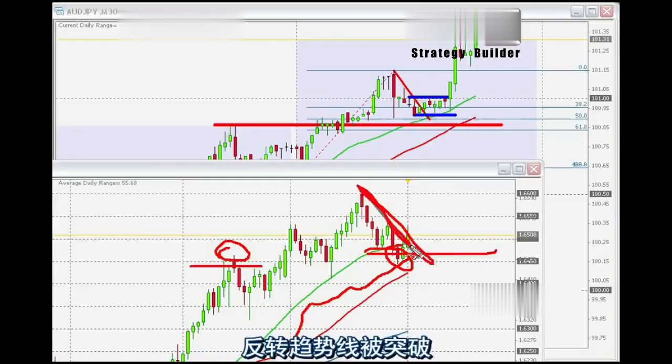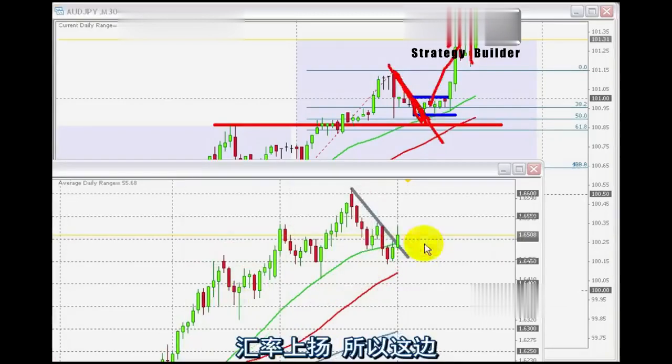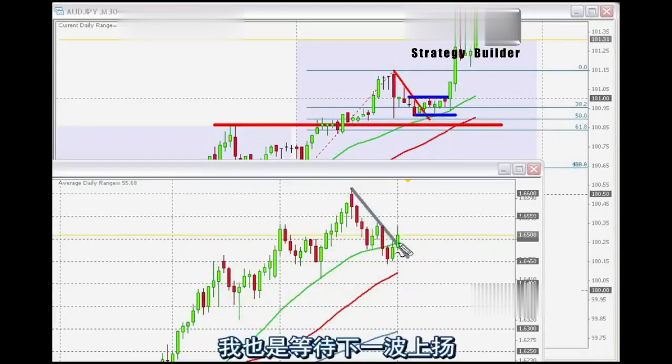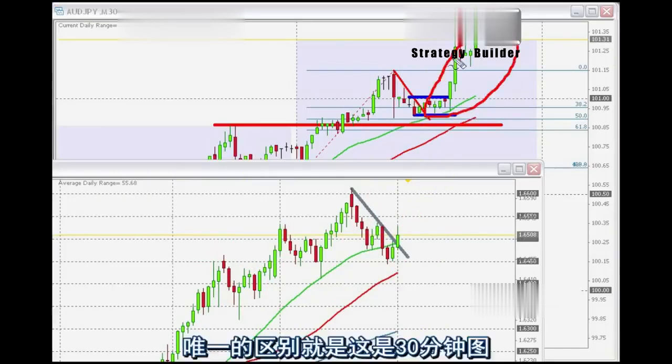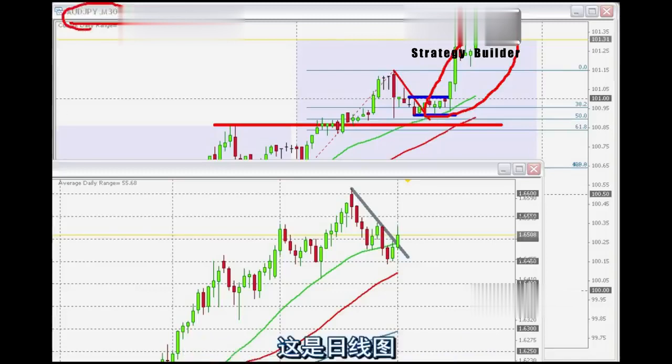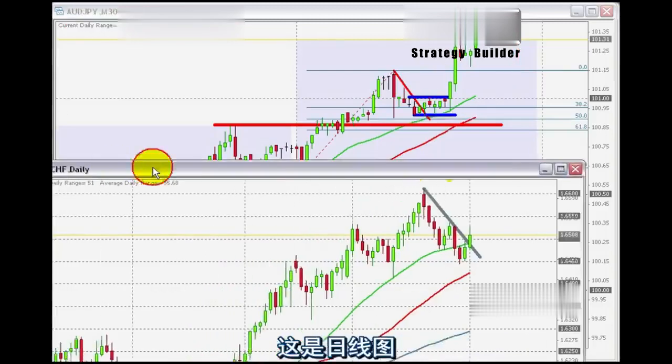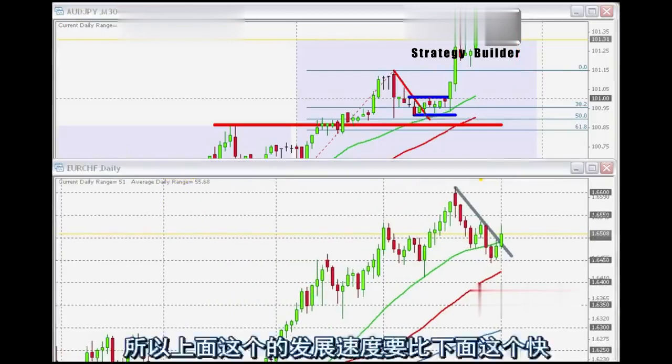Breakout of the retracement trend line, shooting up, and now in this pair what I'm looking for is another move to the upside, just like we've seen in this one. The only difference is that this is the 30-minute chart, and this is the daily chart. So whatever happens in this one is much quicker than in this one, of course.